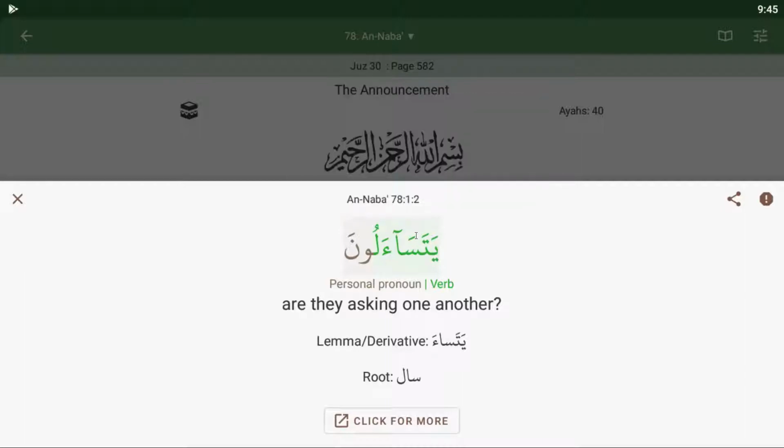Amma yatasa'alun. So tasa'ala means to ask one another. It's a group activity, like you ask each other. Generally, form six has this meaning. Tasa'ala. Amma yatasa'aluna. And this una is the fa'il, plural, like yaf'aluna, yatasa'aluna. Sa'ala comes a lot in the Quran.